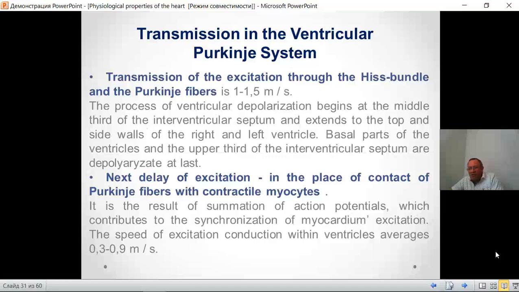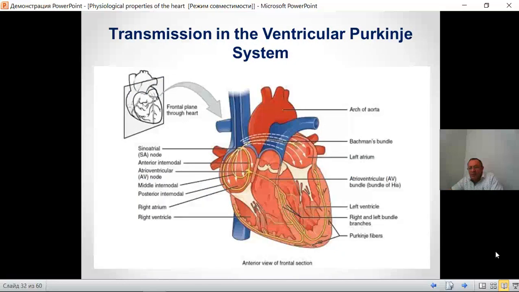Next, there is a delay of excitation at the place of contact of Purkinje fibers with contractile myocytes. It is the result of summation of action potentials, which contributes to the synchronization of myocardial excitation. The speed of excitation conduction within the ventricles averages 0.3 to 0.9 meter per second. Transmission in the ventricular Purkinje system you can see in this figure.